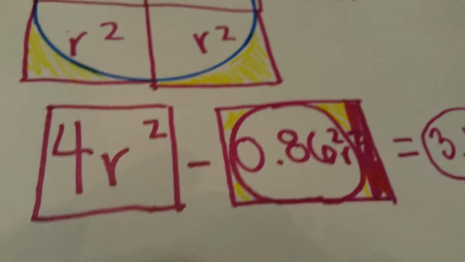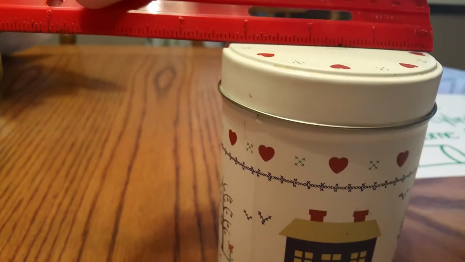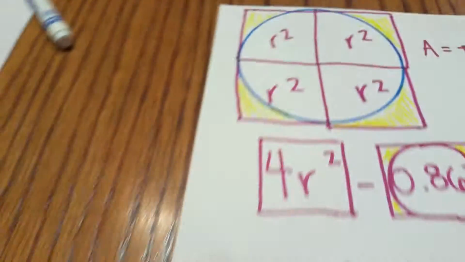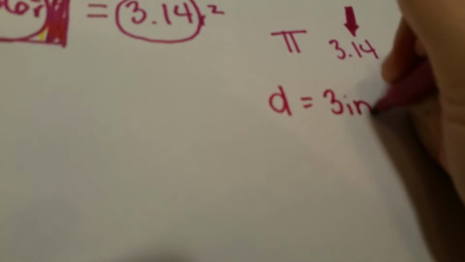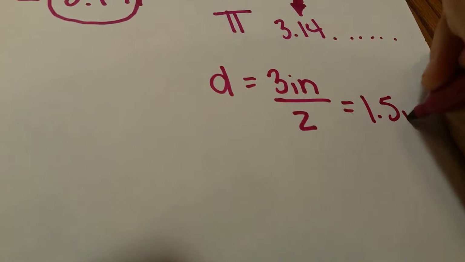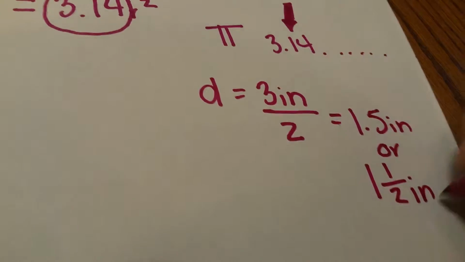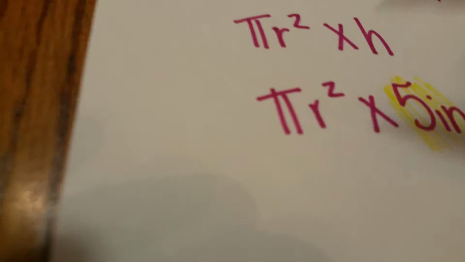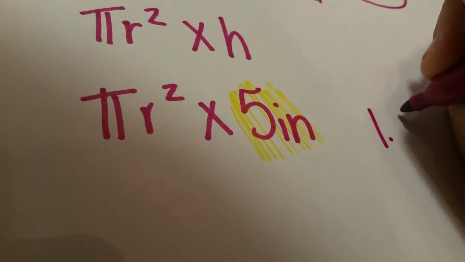And then I have to find R. So let's measure the diameter, which is, let's see, about 3 inches. So for diameter, which is D, equals 3 inches. So we're going to have to divide that by 2, which is going to give me 1.5 inches, or 1 1/2 inches. So I'm going to need to put it right here. So that's going to give Miss Megan 1.5.